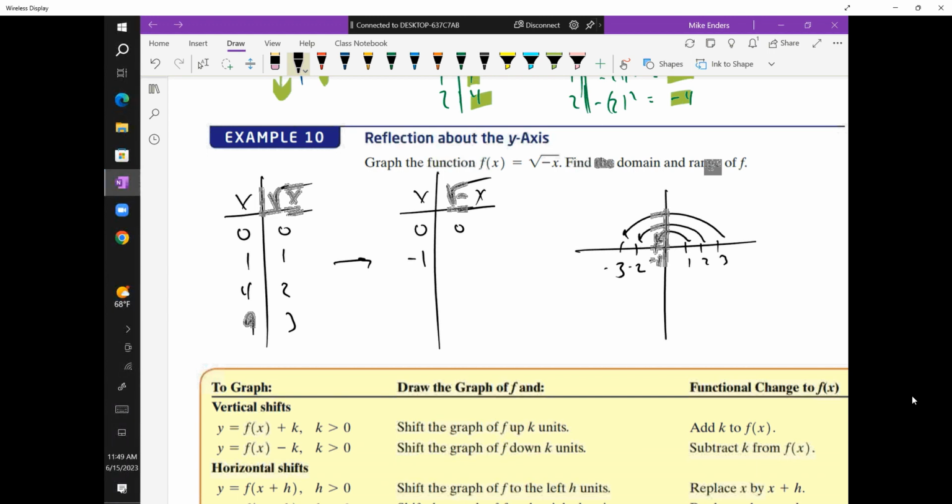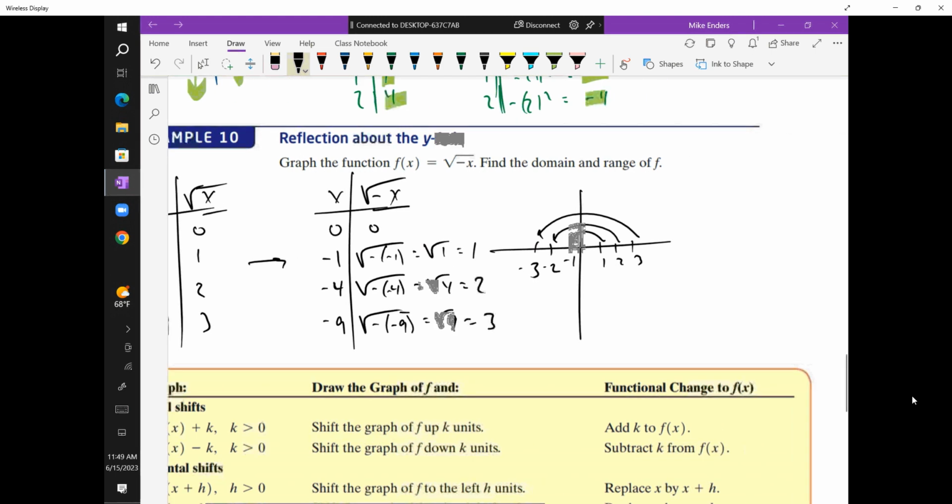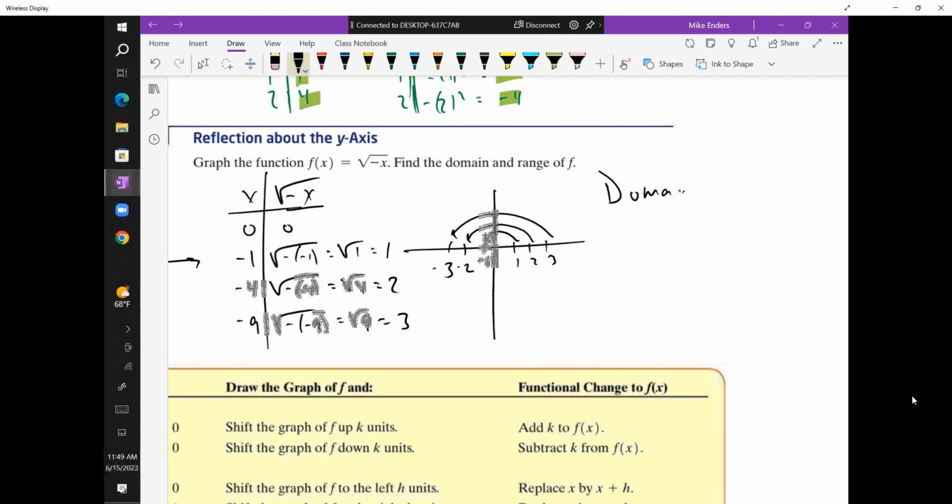So if I reflect over the y-axis negative 1, then I end up with the square root of the negative of negative 1, which is the square root of 1, which is 1. If I take negative 4, then I end up with the square root of the negative of negative 4, which is the square root of 4, and that becomes 2. And if I plug in negative 9, I end up with the square root of the negative of negative 9, which is the square root of 9, which then ends up being 3. So it seems as though overall, when I do this one, my domain is just the opposite of what I normally have. So normally, let me do it down here.